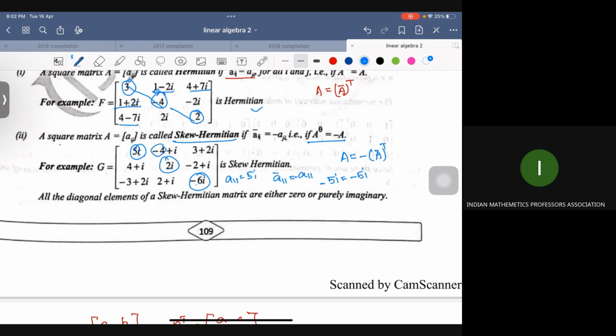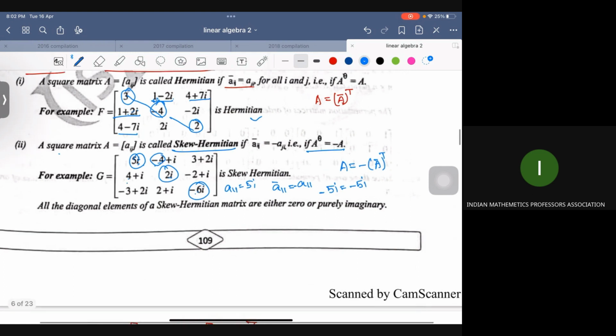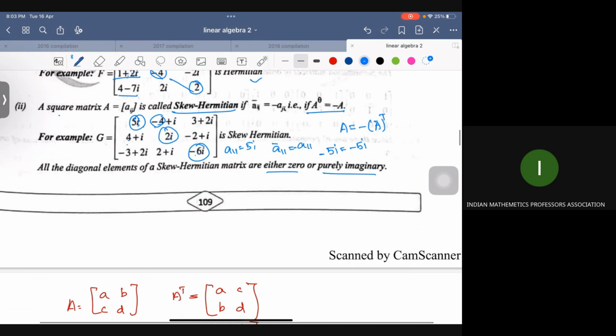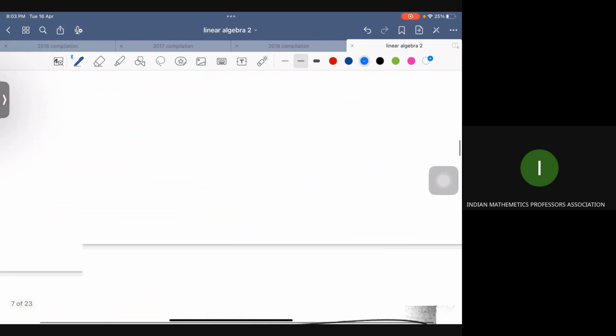In all the other corresponding elements, the sign of the real numbers will vary. Whereas in the case of Hermitian, it will be a conjugate, where the sign of imaginary numbers will be opposite. Here, the sign of real numbers is different. So all the diagonal elements of a skew Hermitian matrix are either 0 or purely imaginary. If 0 is there, then the condition will be satisfied.